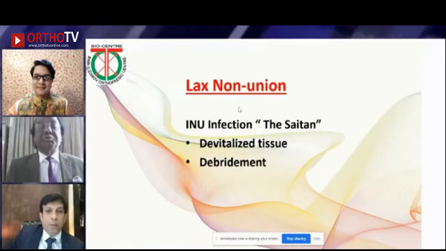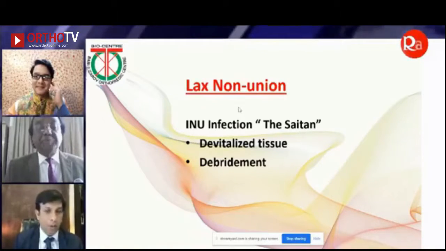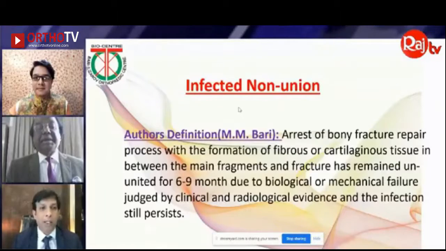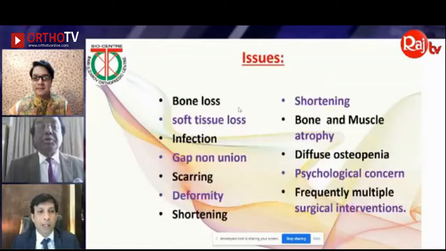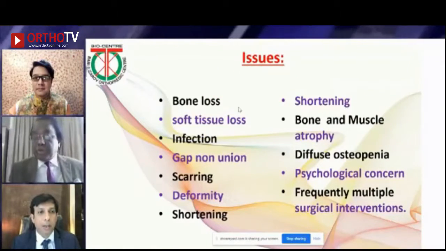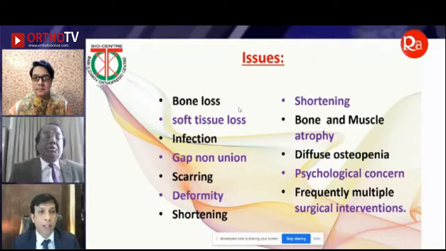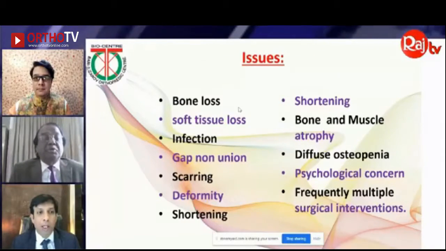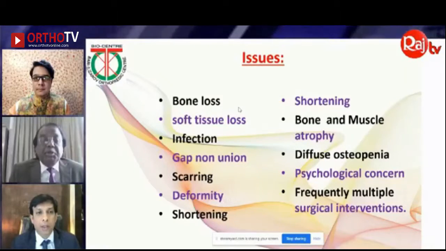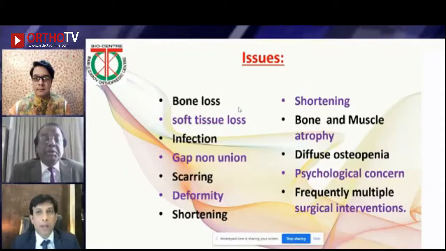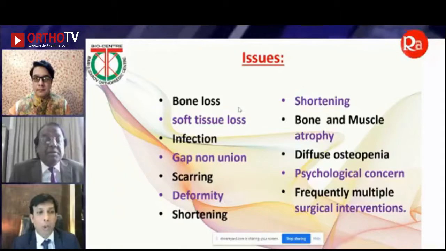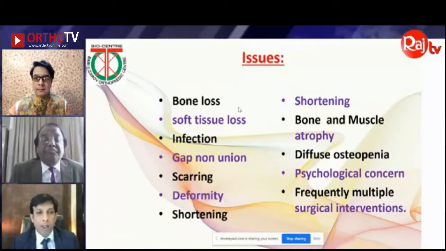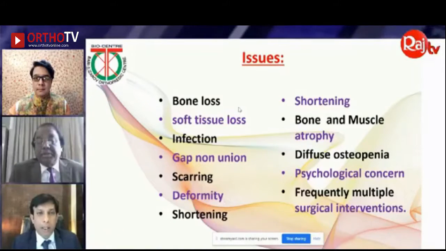Shaitan means you have to remove the devitalized tissue and go for debridement. And this is again infected non-union. And what are the issues? What we can see in infected non-union are these things: bone loss, soft tissue loss, infection. You will find gap non-union, you are getting scarring. Of course, most of the time with infection, you will get deformity and shortening.